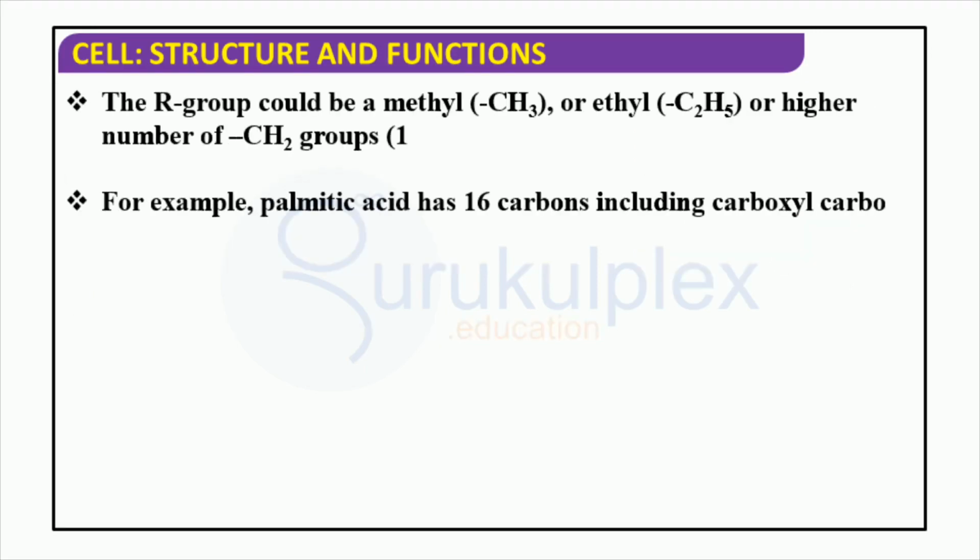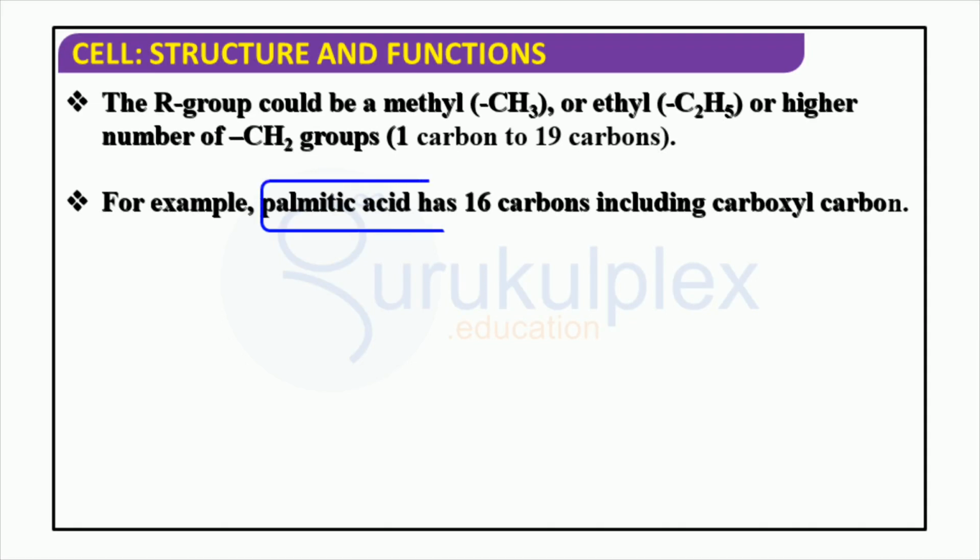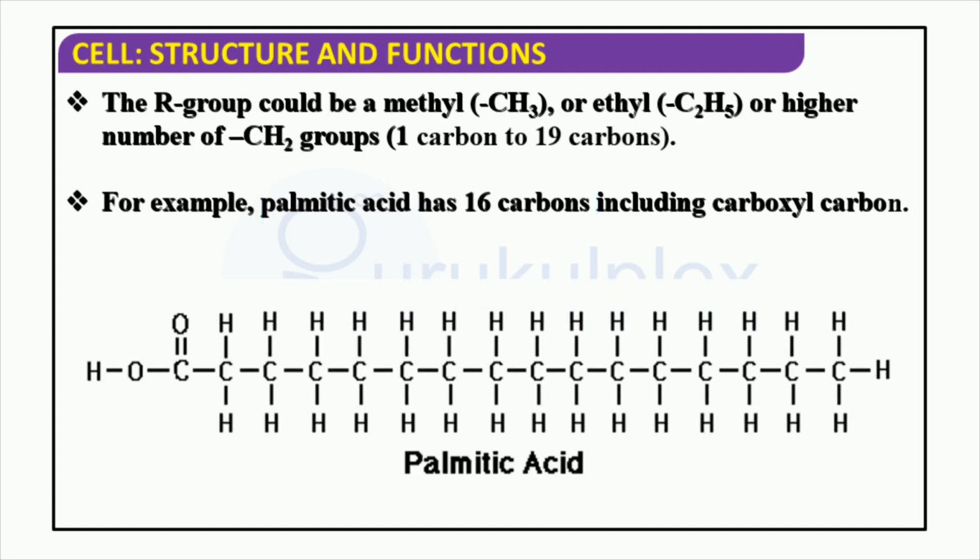Biomolecules are the building blocks of all living organisms. They are composed of several elements, among them the R group, which is an important component. The R group could be a methyl, CH3, or ethyl, C2H5, or a higher number of CH2 groups, 1 carbon to 19 carbons. For example, palmitic acid has 16 carbons including the carboxyl carbon. This example highlights the importance of R groups in the biomolecule structure.